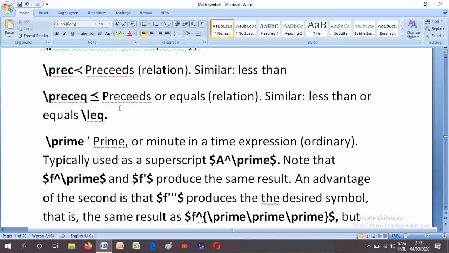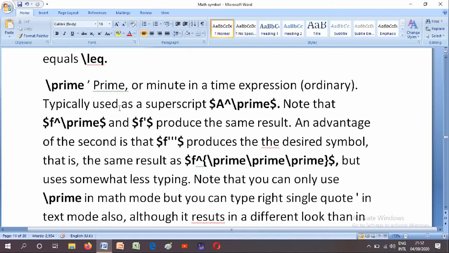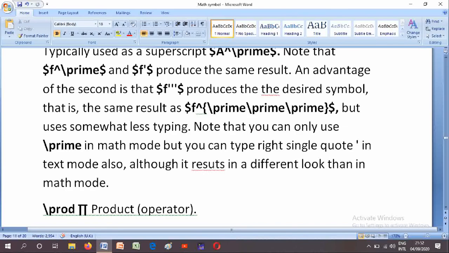An advantage of the second is that f triple prime produces the desired symbol, that is the same result as f superscript of curly braces \prime \prime \prime, but uses somewhat less typing. Note that you can only use \prime in the math mode, but you can type right single quote and prime in the text mode also, although it results in a different look than in the math mode.